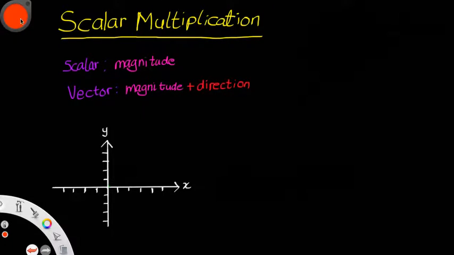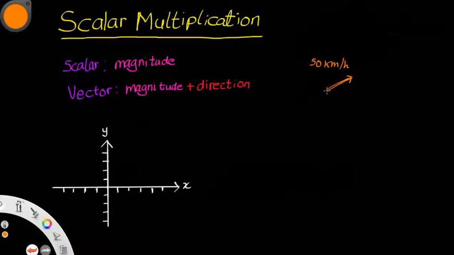So for example, if a car is traveling at 50 kilometers an hour, we say that this quantity is scalar because it's only got a magnitude, which is 50. But if we say that the car is now traveling at 50 kilometers an hour in the northeast direction, now that quantity is a vector because it's got the magnitude and its direction.